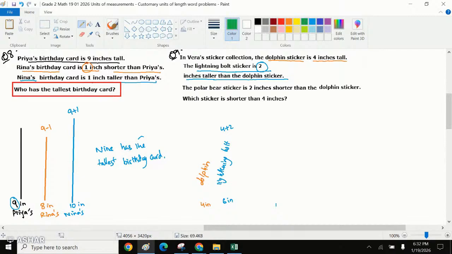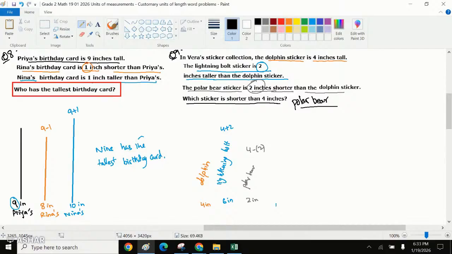The polar bear sticker is 2 inches shorter than the dolphin, right? So that means dolphin minus the difference in the length. That means polar bear is 4 minus 2, which is 2 inches, right? They're just simply asking us which sticker is shorter than 4 inches. We simply write polar bear because it is 2 inches, right?